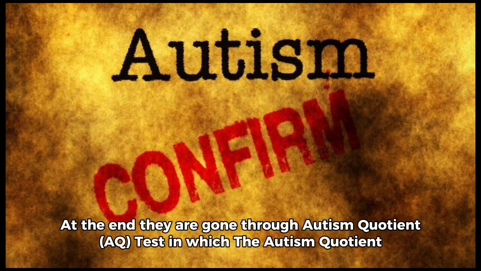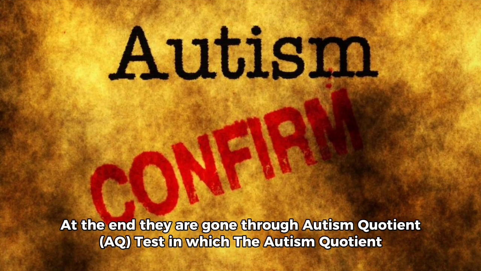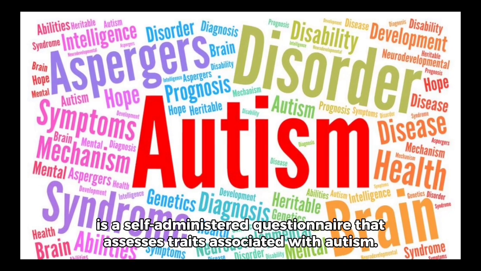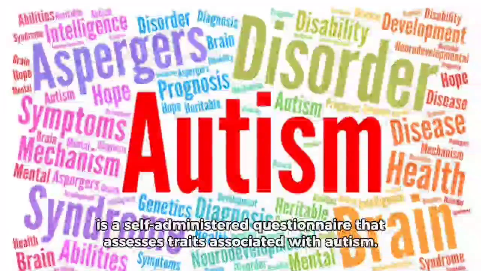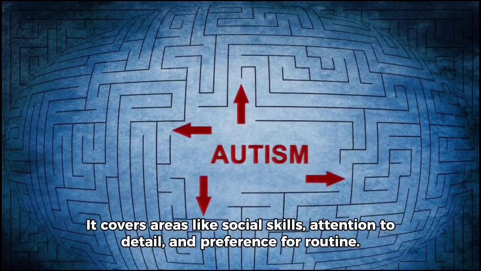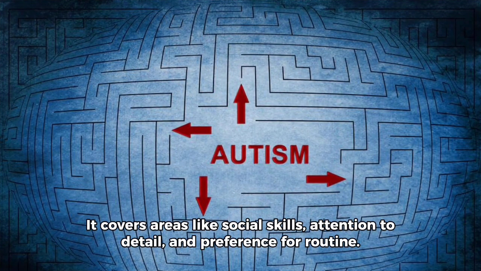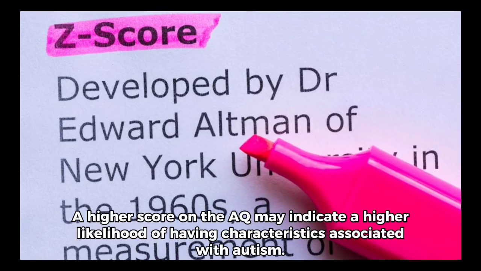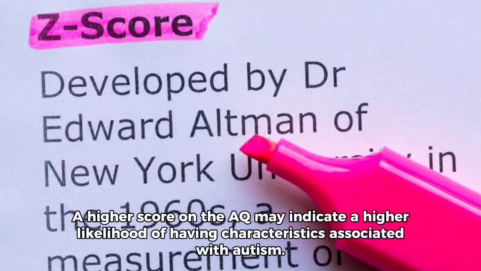Then, there is the Autism Quotient, or AQ, test, in which the Autism Quotient is a self-administered questionnaire that assesses traits associated with autism. It covers areas like social skills, attention to detail, and preference for routine. A higher score on the AQ may indicate a higher likelihood of having characteristics associated with autism.